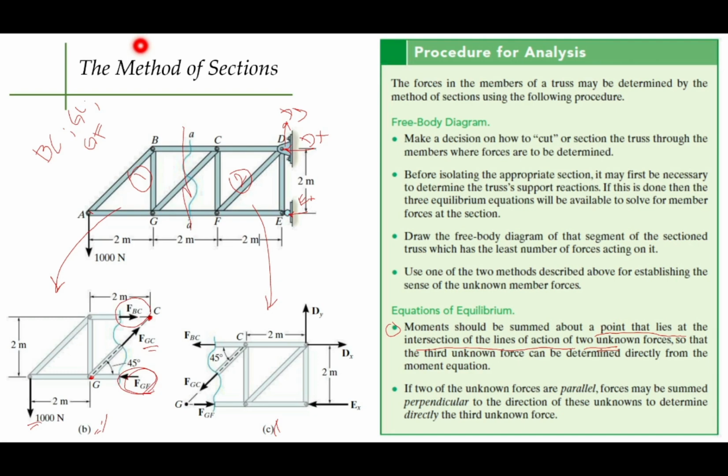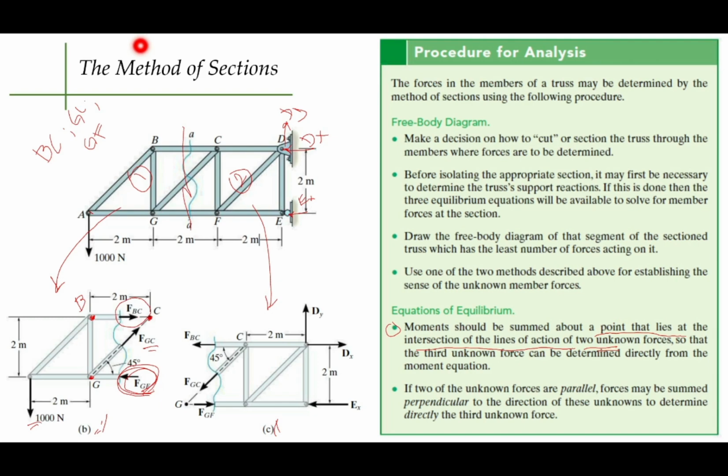And next, you can decide where you will do the next moment summation. You can have it at point B here. Since we're able to get GF already when we did moment summation at C, whether we do moment summation at B, it will give us an answer for GC. It's because GF here is known already.